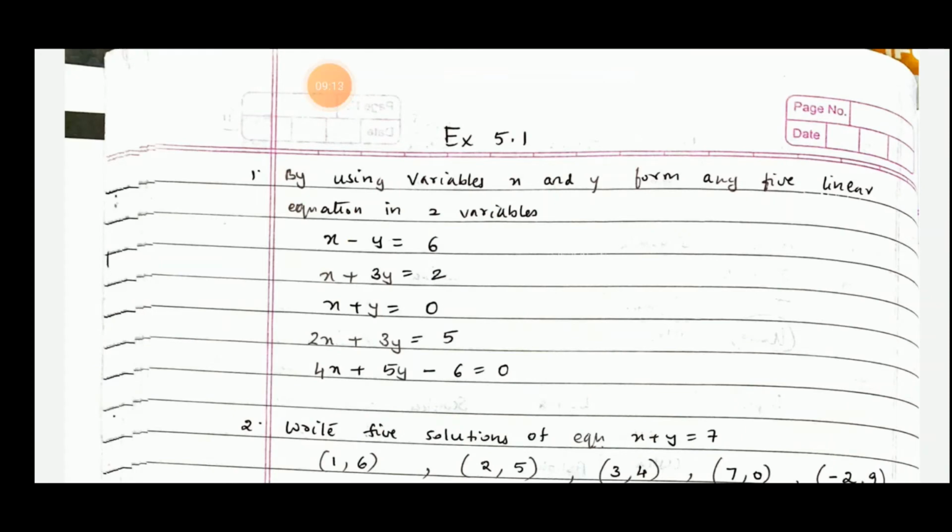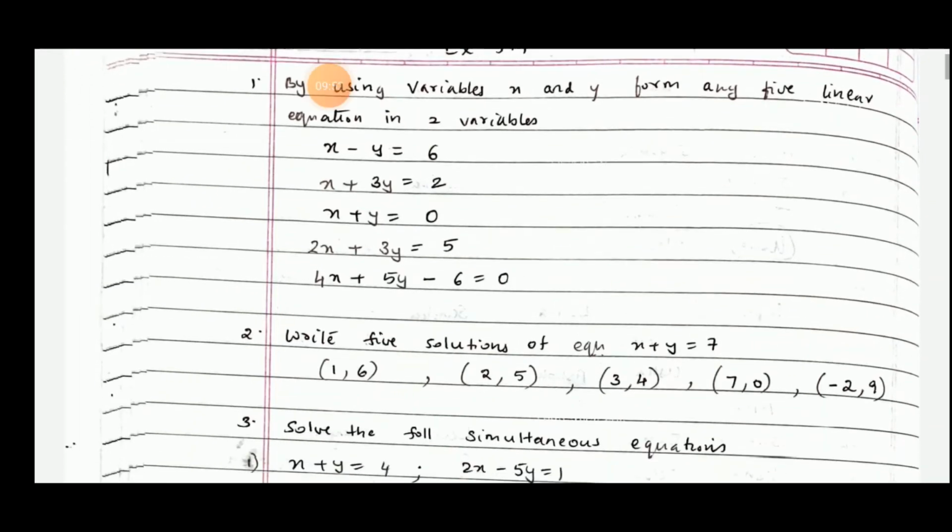By using the variables x and y, form any 5 linear equations in two variables. So anyway you can take the coefficient of x and y and form the equation. So the first one is x minus y equal to 6, x plus 3y equal to 2, x plus y equal to 0, 2x plus 3y equal to 5, 4x plus 5y minus 6 is equal to 0. So any coefficient of x and y you can take, or any other variables also can be taken like m, n or l, m or a, b. In that also you can write down any linear equations in two variables.